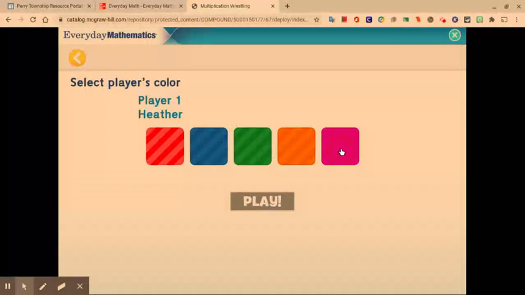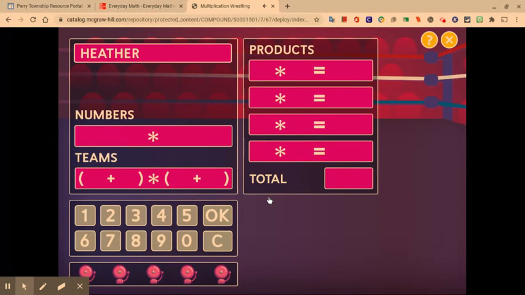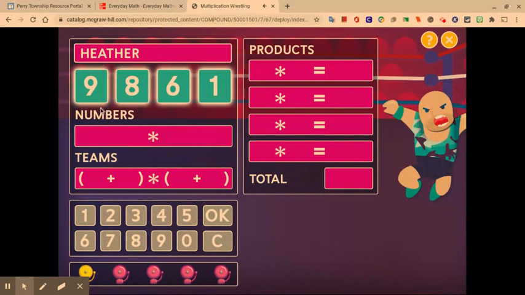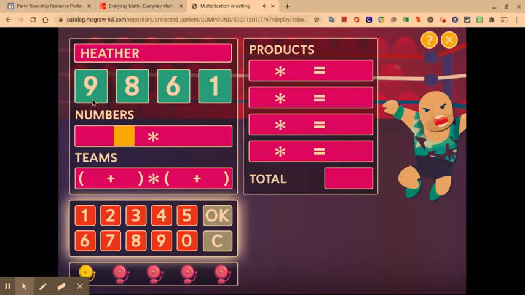Okay, so it'll ask you to pick your color. I'll go pink. Let's play multiplication wrestling. Here we go. Okay, so: use the numbers to form 2 2-digit numbers that will give the highest possible product when multiplied. So remember, you want to pick your highest number first. So I would pick a 9. Oh, I have to maybe type it. Hold on. Oh, down here. Sorry. Use the keyboard.